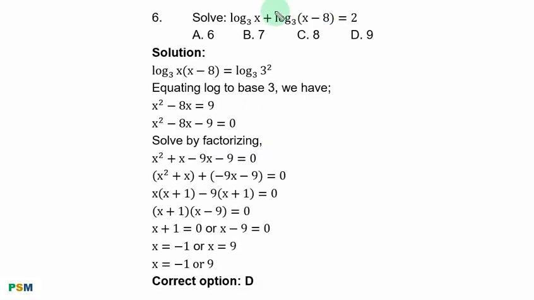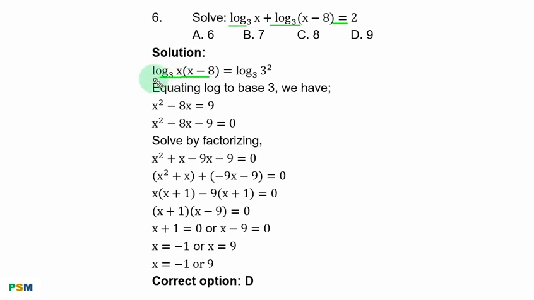Question 6. Solve log s base 3 plus log s minus 8 base 3 equal to 2. Solution. If you apply the addition law of logarithm, log of numbers with the same bases are multiplied. So you have it in this form. In order to solve for s, we need to cancel off log base 3.